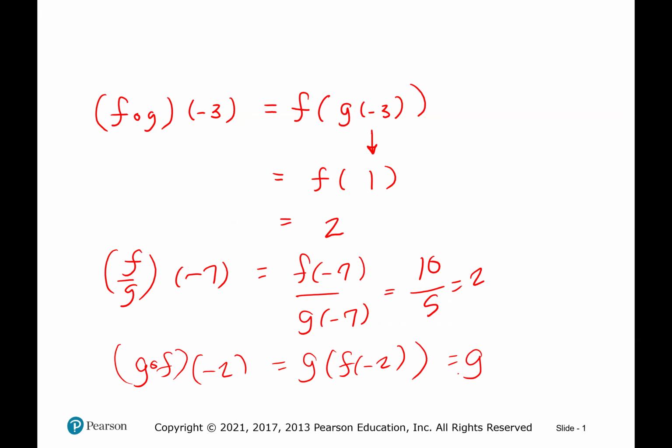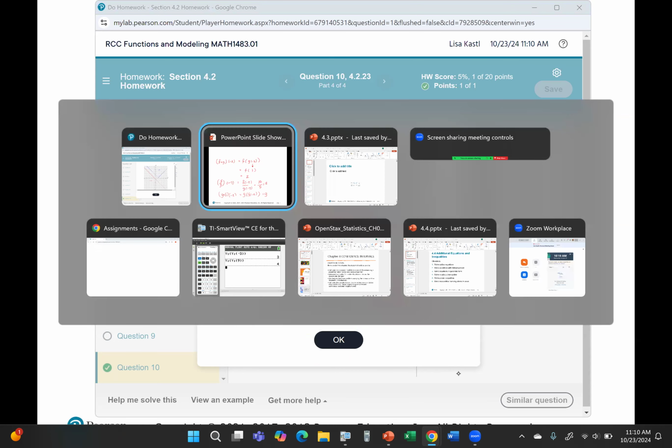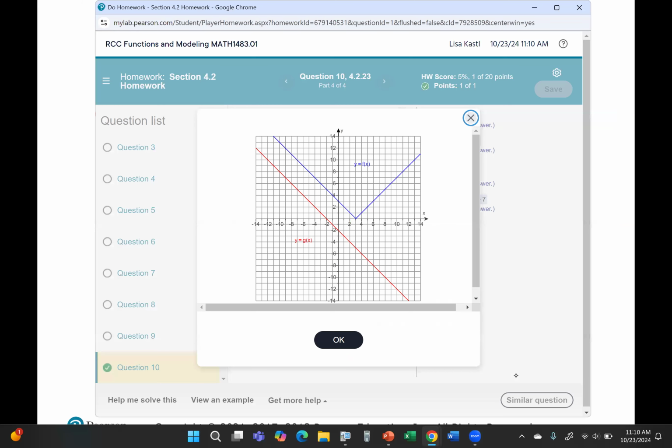So go back to my graph. f of -2. If I go to -2 and then go up, f of -2 is 5. So I'm going to evaluate g at 5. So I'm going to go over g to 5. If I go over to 5, and then I have to go down, don't I? So g at 5 is -7.